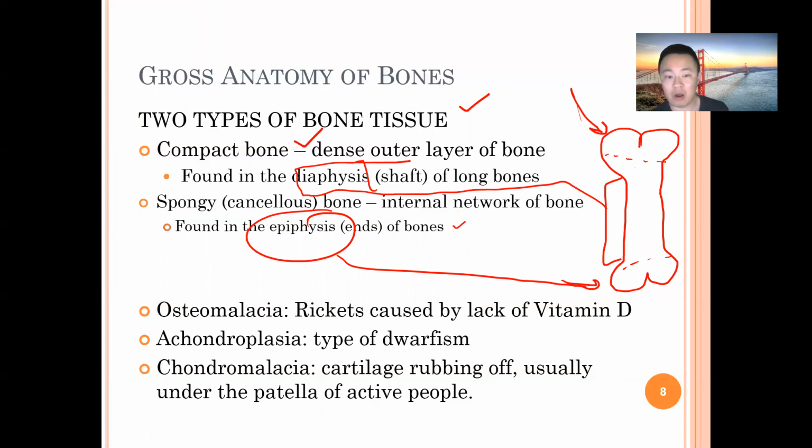Now, some conditions here. Osteomalacia, we've definitely talked about. This is rickets caused by the lack of vitamin D. Achondroplasia, where there are complications with the cartilage that can lead to dwarfism. And chondromalacia here, this is where you have the cartilage that ends up rubbing off, usually under the kneecap or the patella of active individuals.